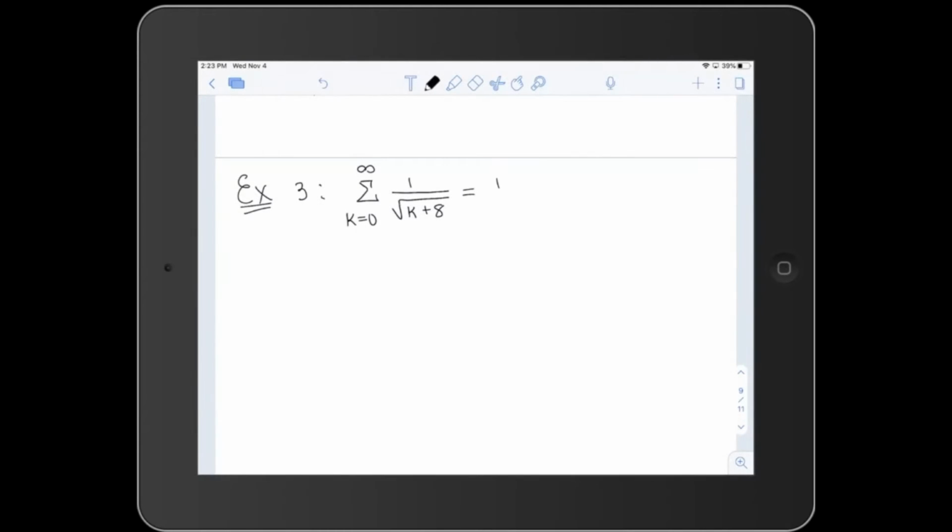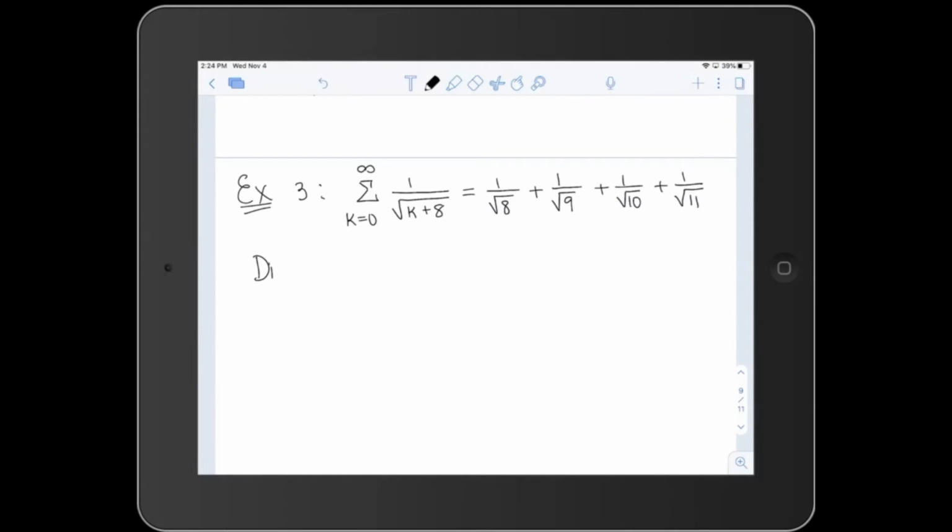You can write out a couple of terms to get an idea of what you're adding. 1 over square root of 8, 1 over square root of 9, 1 over square root of 10, 1 over square root of 11, and so forth. So we're adding these fractions and they get smaller, because the number in the denominator gets bigger. But it doesn't necessarily mean that the summation is finite. We've seen an example of the harmonic series, where you're like, oh really? This is divergent.